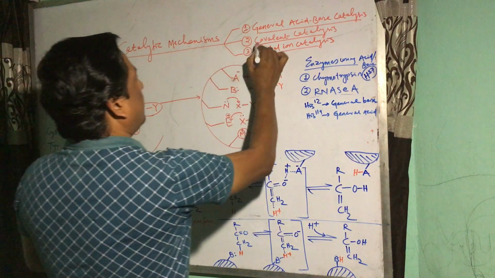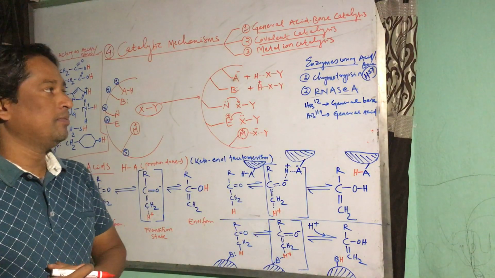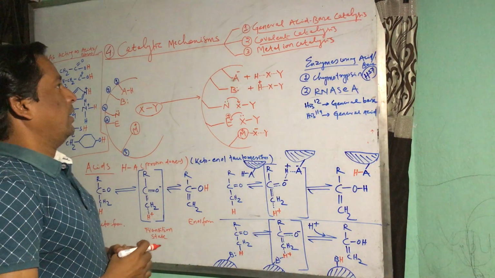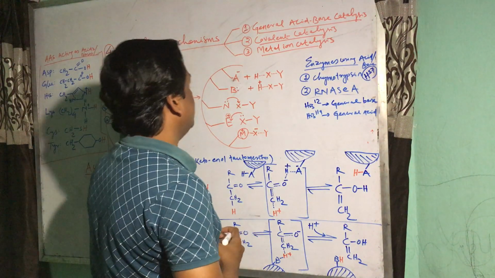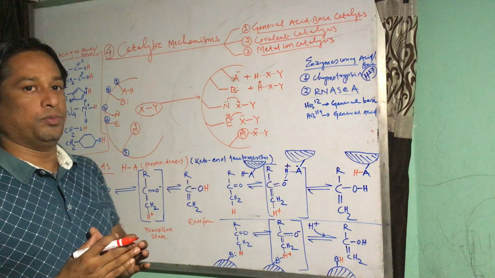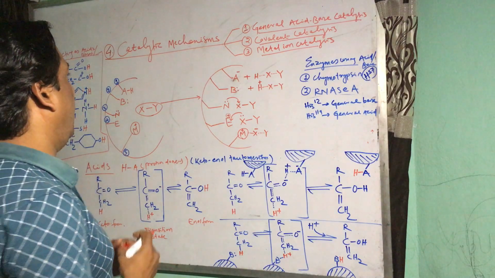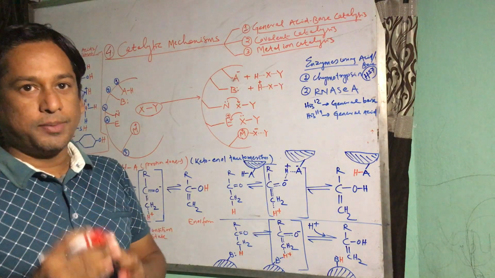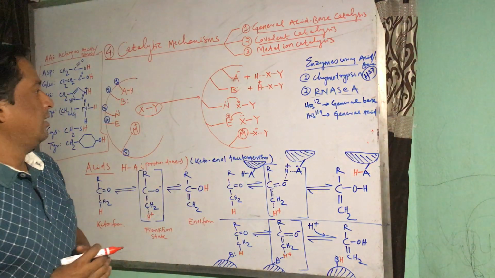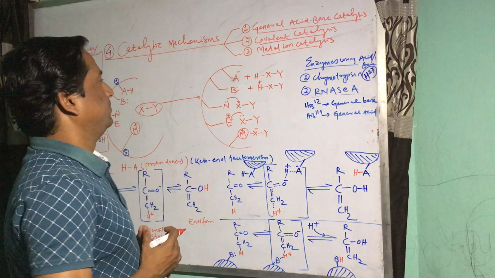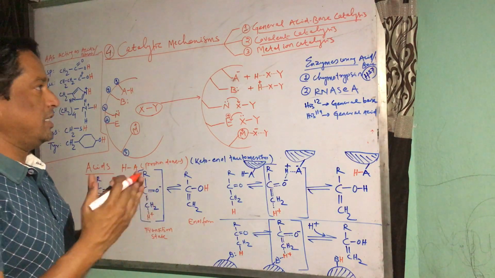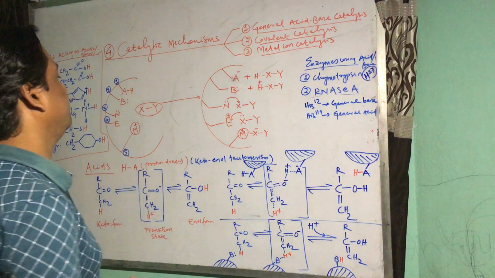And the second type of catalysis involves transfer of electrons. In this type of catalysis, either an electron-rich group or an electron-deficient group will donate or accept electrons, creating a transient bond with the substrate, and that later on will make it much easier to undergo the further reaction.